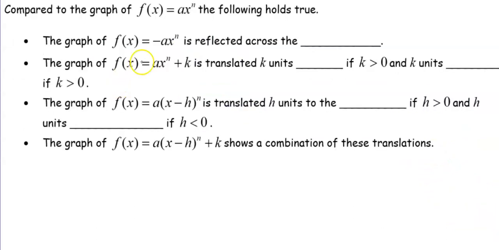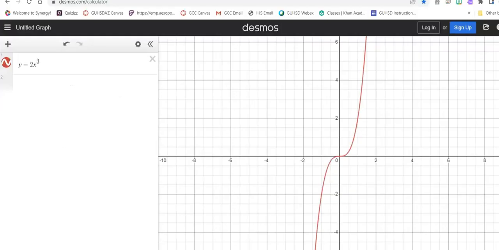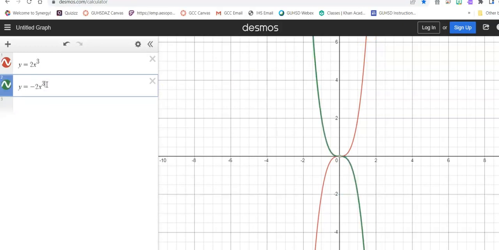Well, what if we do some other stuff? What if we actually take the value of a and make it negative? What that's going to do is reflect my graph across the x-axis. Instead of opening up, it will open down. And we can see that if we look at Desmos right here. So here's my parent function. And if we make a negative, instead of increasing, this entire graph is decreasing because we have now reflected it over the x-axis.